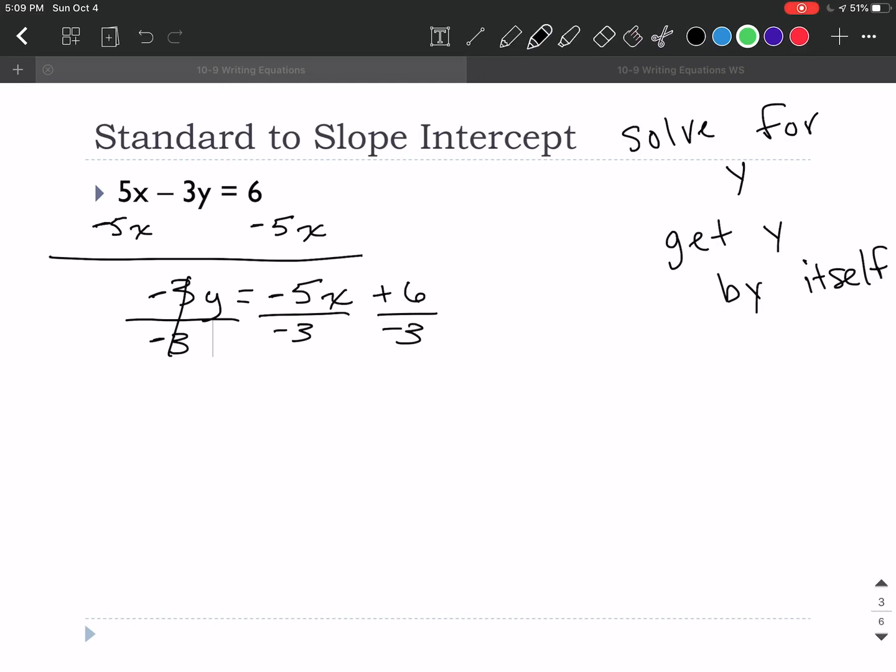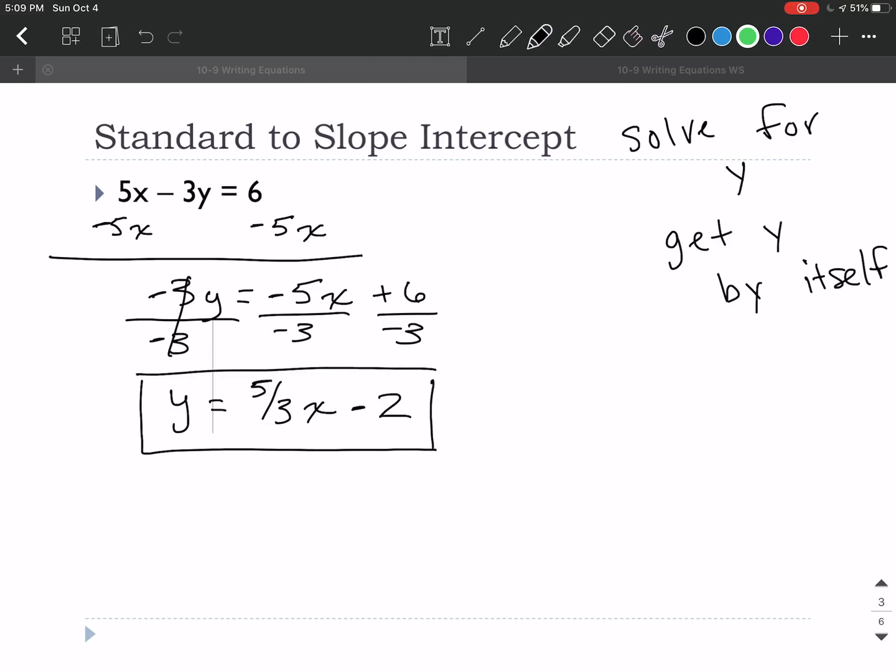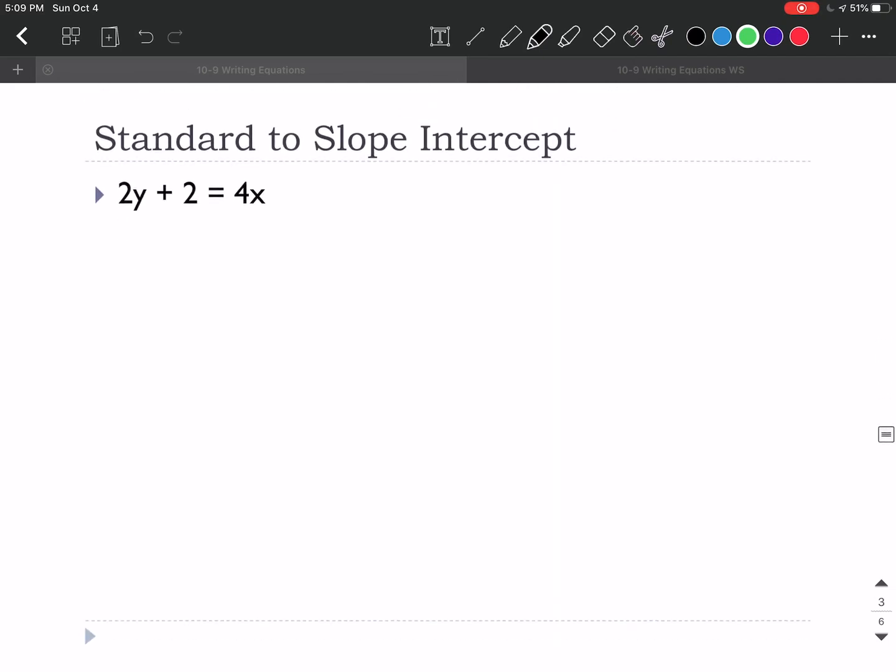So by doing that, I'm left with y equals, so I'll be left with a fraction here, but when I divide, because I have these two negatives, it will become positive. So I'll have 5/3 x, and then 6 divided by negative 3 will be negative 2. So I now have it in the form of y equals mx plus b, where my m would equal 5/3 and my b value is negative 2. So that's one example, staying with standard to slope-intercept.